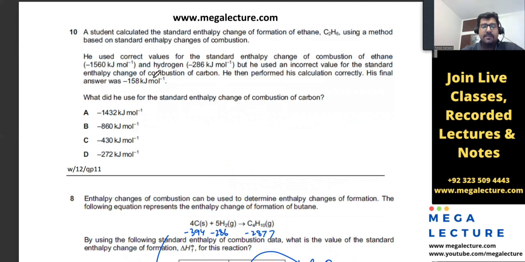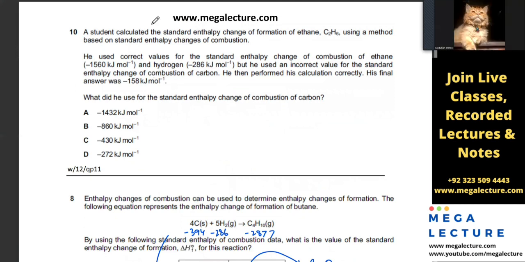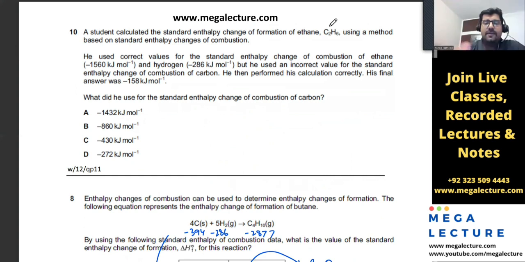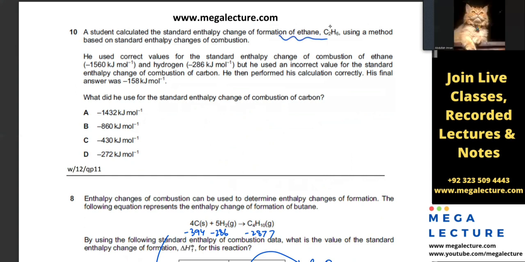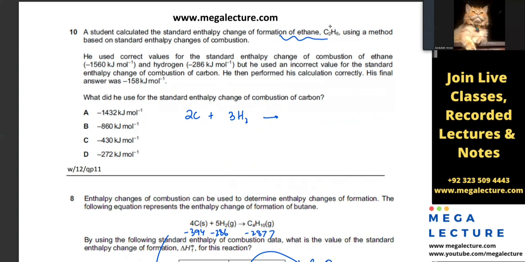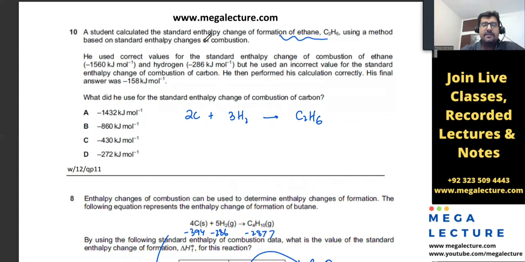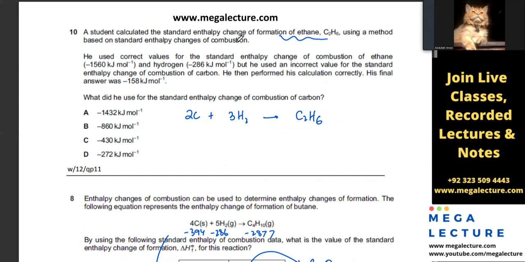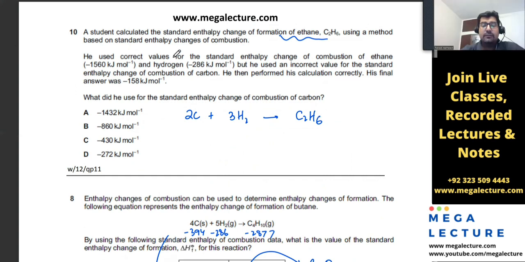Then you'll have questions where one of the middle values, the answer, would be given and the initial thing would be missing. For example, a student calculated the enthalpy of formation of ethane, so that means 2 carbons reacting with 3 H2s forming C2H6. They wanted to find the enthalpy change of this reaction, the formation of ethane, using a method based on the enthalpy of combustion. So data would be given on the enthalpy of combustion of everything. He used correct values for the standard enthalpy change of combustion of ethane, so this is minus 1560.